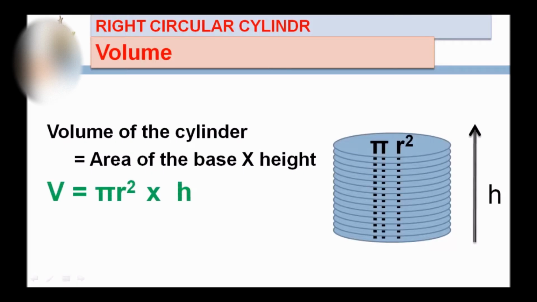So area of the base is pi r square multiplied by h.